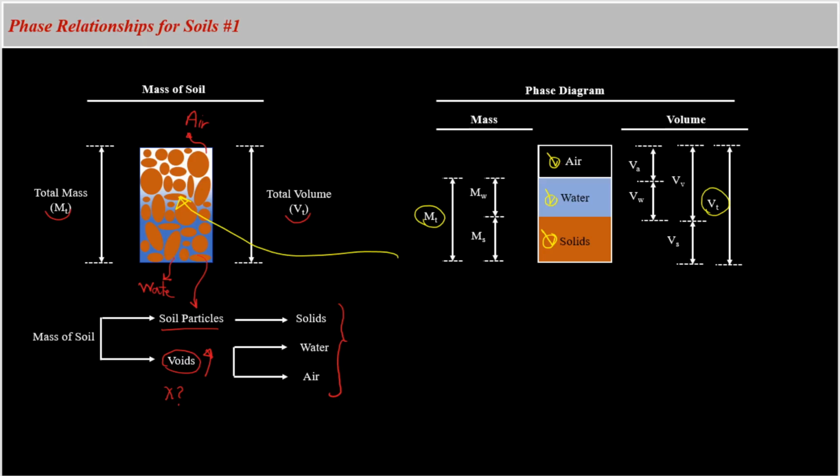So if you look at this left side, the mass side, we can see the total mass is equal to the mass of solids plus the mass of water. And obviously the mass of air is equal to 0. And then if you look at the right side, the volume side, you can see the total volume of a soil sample is equal to the volume of solids plus the volume of voids. And then we can also see here that the volume of voids in a soil sample is equal to the volume of water plus the volume of air.